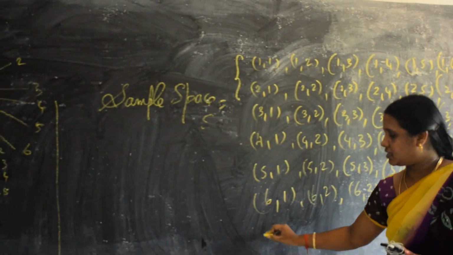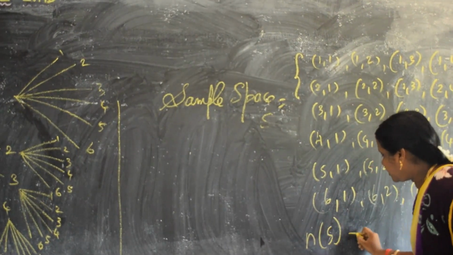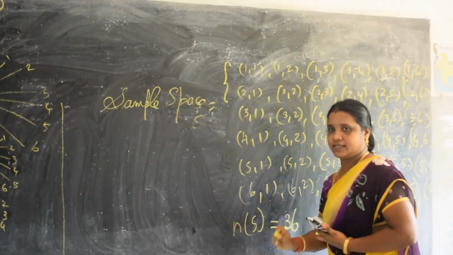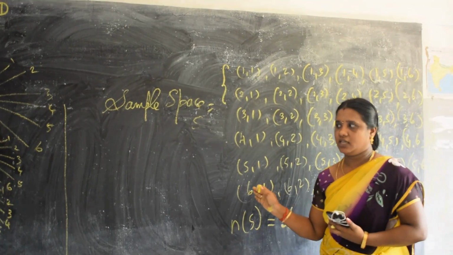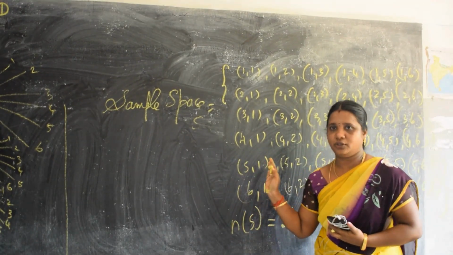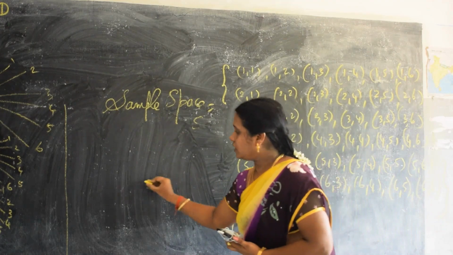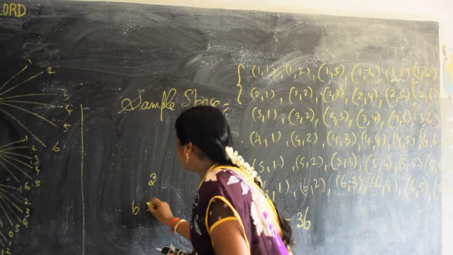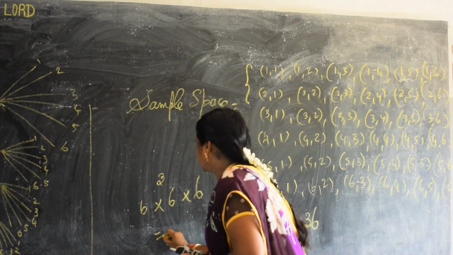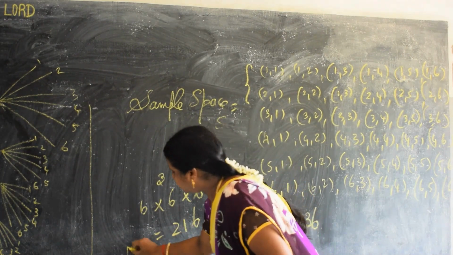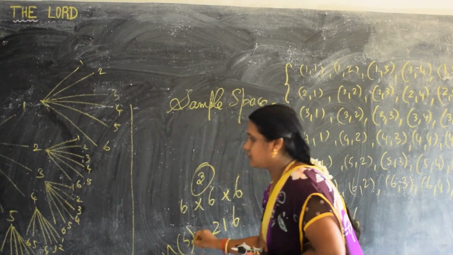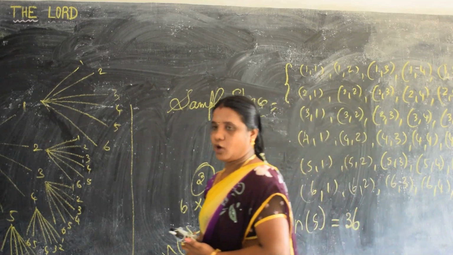So, our N of S, how many sample space here? Totally 36. This is if you roll 2 dice. For single dice you got 6. For 2 dice 36. For 3 dice, see 6 into 6 into 6, 216. This is for 3 dice, N of S. Okay. Now we will see it in problem.